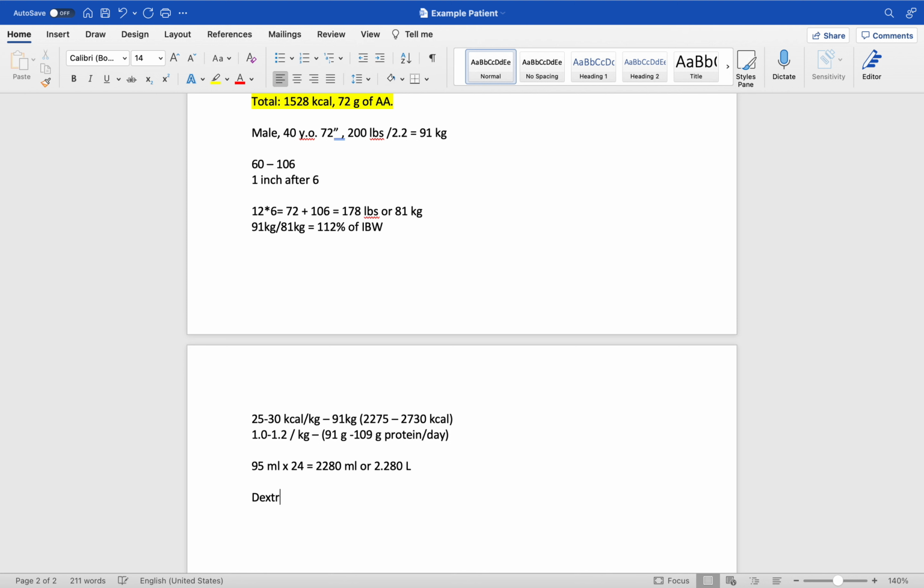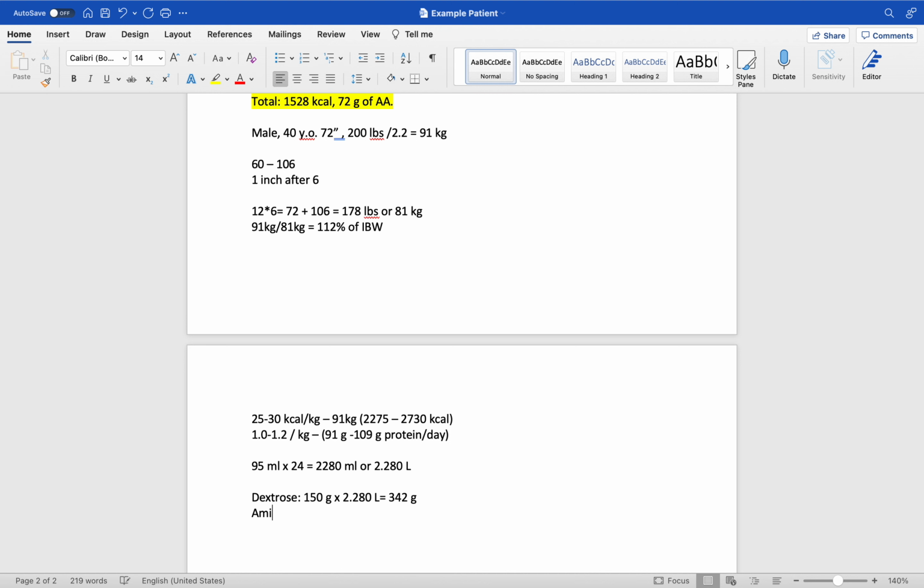So let's start with the dextrose. Again, I'm going to start with 150 grams per liter. So 150 times 2.280 liters equals 342 grams of dex. So that's pretty high, but again, he's a big guy, so it's okay.